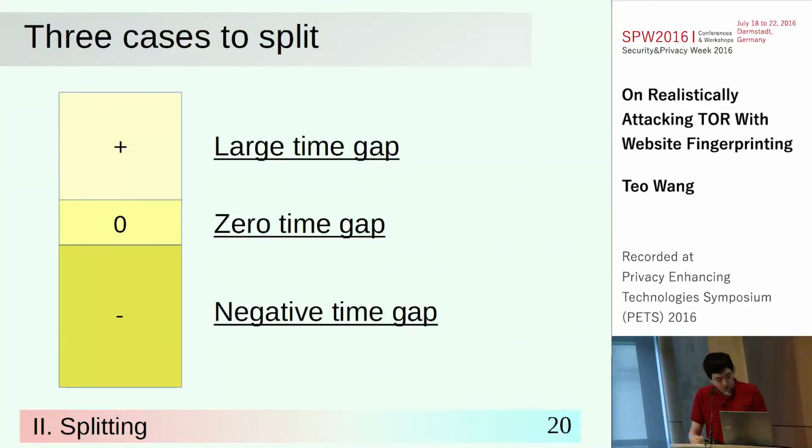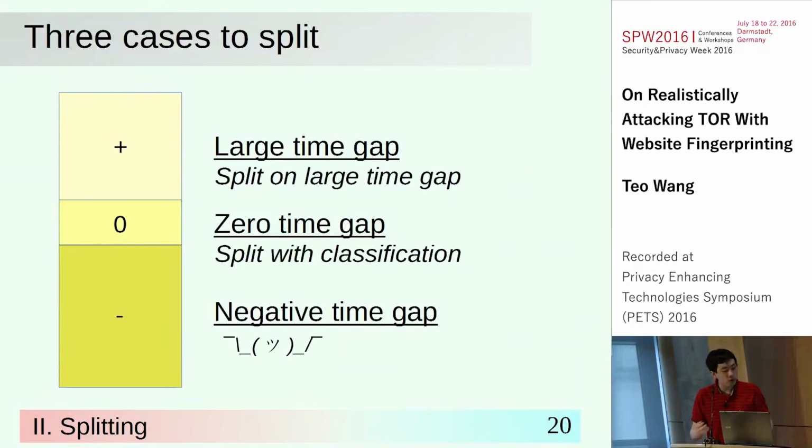And we have solutions for all of those. We're going to do some splitting, but as it turns out, for the negative time gap, the accuracy is going to be very low, so it's not clear what we can do here. So that's still going to be unsolved.